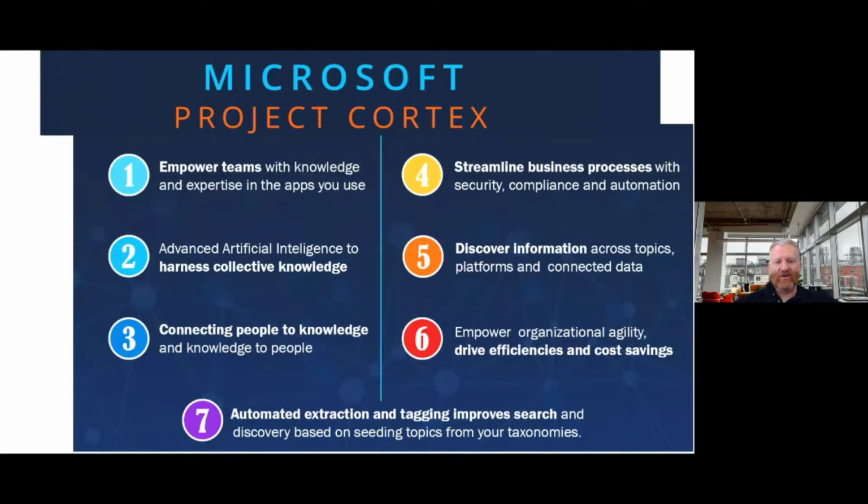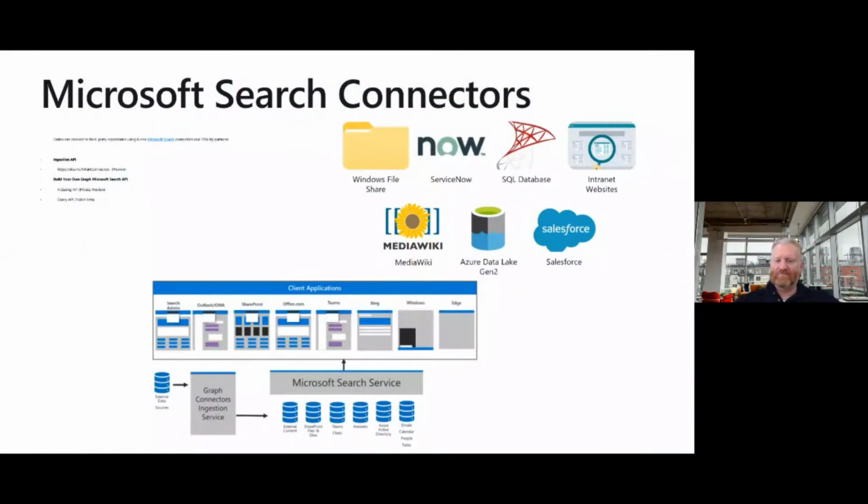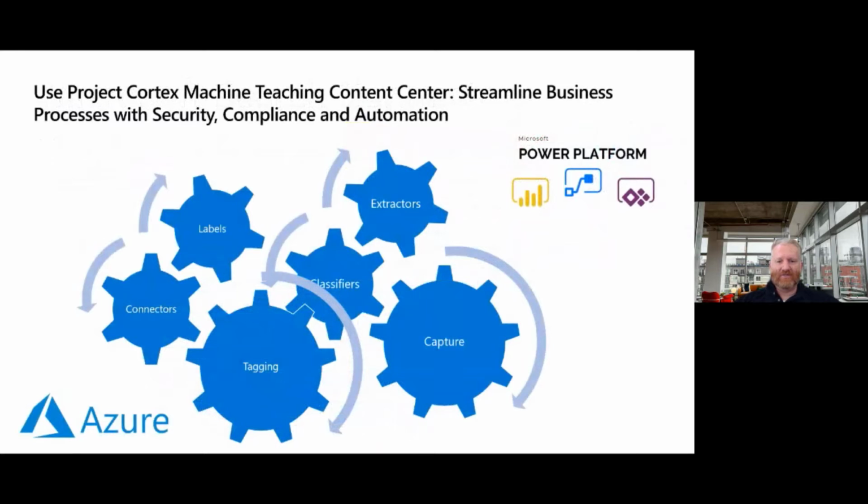There's a lot of value here. I tried to capture 7 key business values around streamlining business processes, discovering information, harnessing collective knowledge with AI. A lot of really cool stuff. Don't forget the search connectors, and absolutely Azure is a big part of this, taking advantage of the Power Platform.